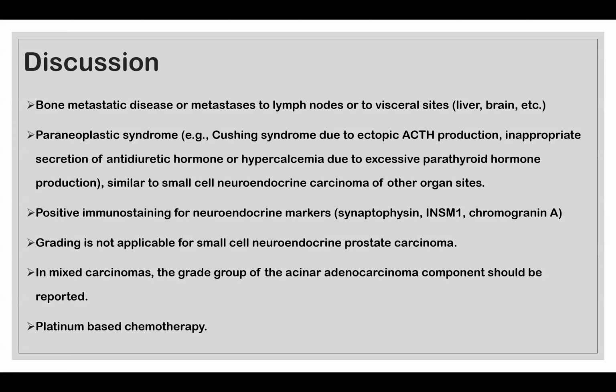Bone metastatic disease, or metastasis to lymph nodes or to visceral sites, is usually seen associated with small cell neuroendocrine carcinoma, and paraneoplastic syndromes like Cushing's syndrome due to ectopic ACTH production, inappropriate secretion of antidiuretic hormone, or hypercalcemia due to excessive parathyroid hormone production, which is similar to small cell neuroendocrine carcinomas of other organ sites, can also be seen. Positive immunostaining for neuroendocrine markers like synaptophysin, INSM1, and chromogranin A can be seen in this.